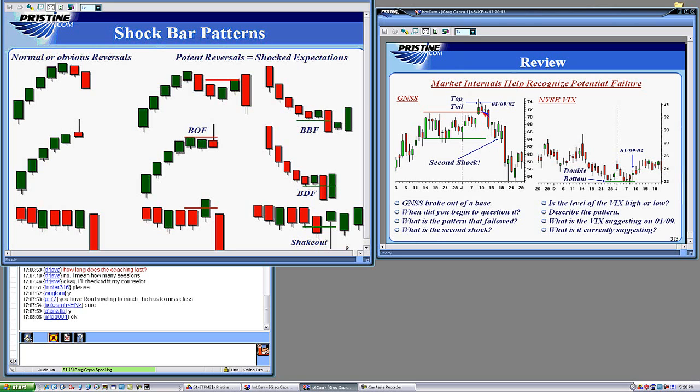Okay. You began to question that immediately. Pattern was the breakout bar failure. Here's your second shock, was the gap down.